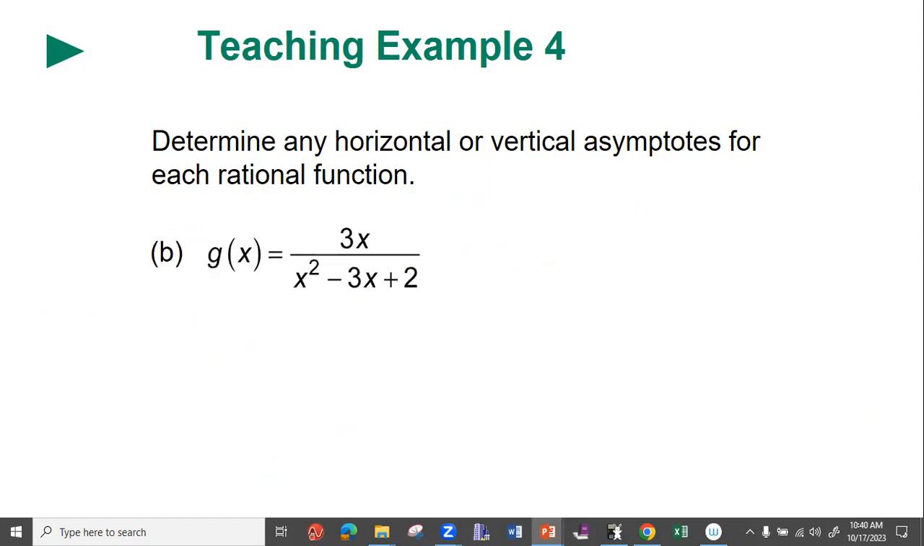All right, let's try it again. So here, do we have a horizontal asymptote? So the degree of my numerator is 1. The degree of my denominator is 2. So n is less than d. So yes, we do. And what is it? 0. We have a horizontal asymptote at y equals 0.